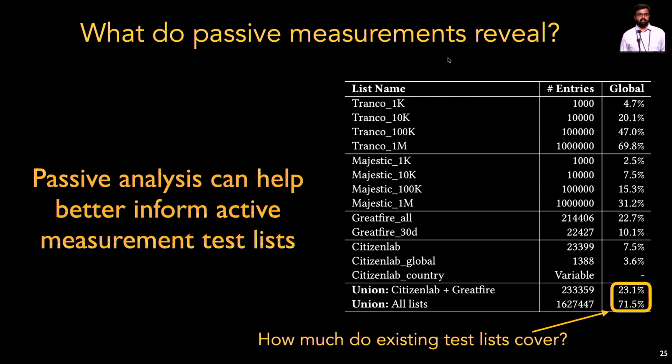And one of the things I really think passive measurements can contribute to active measurement platforms like Uni and SensorPlanet is to help us create better test lists by augmenting information about what users are trying to access and what is getting blocked.